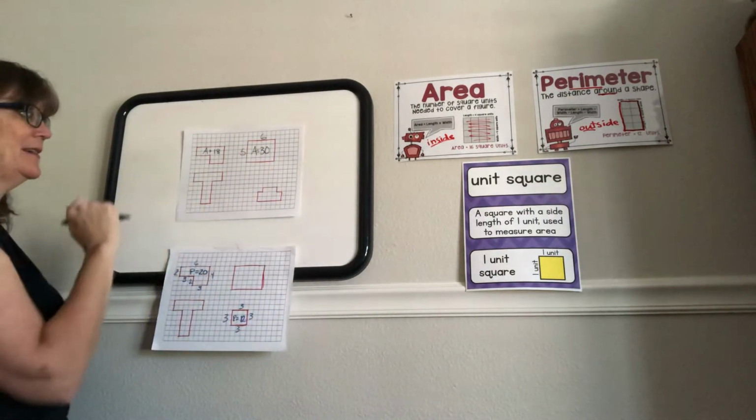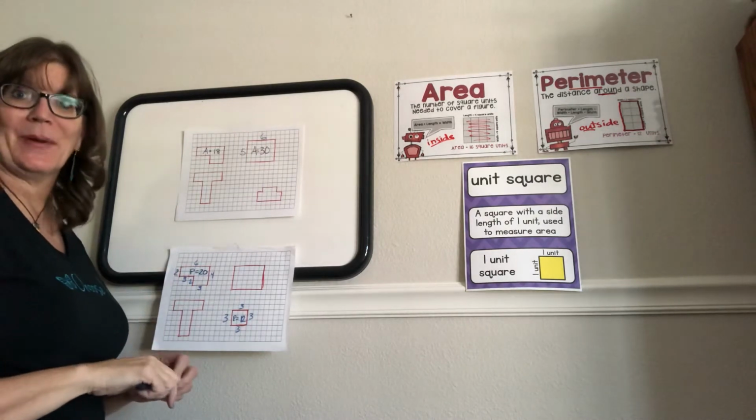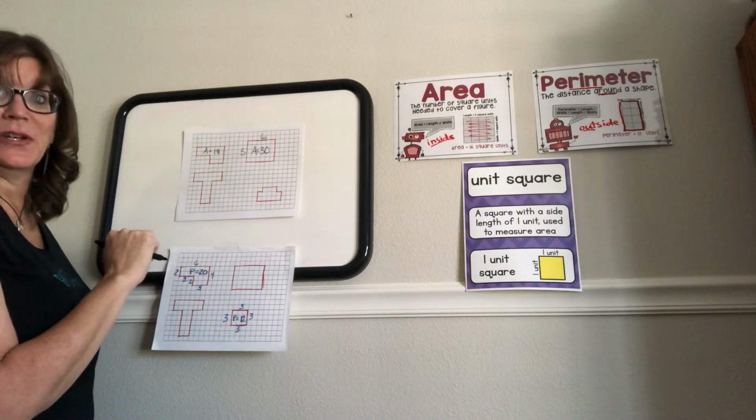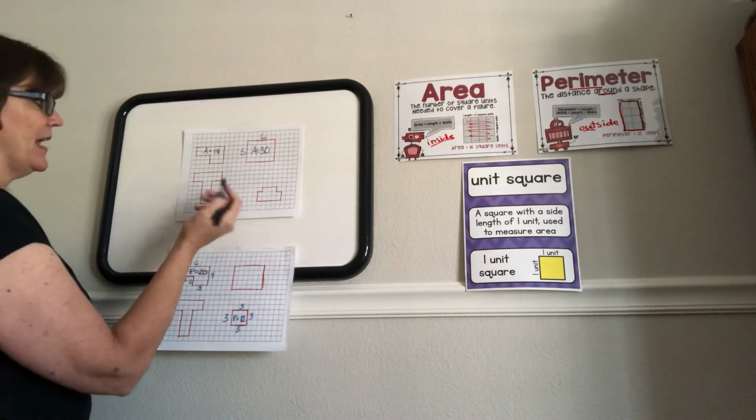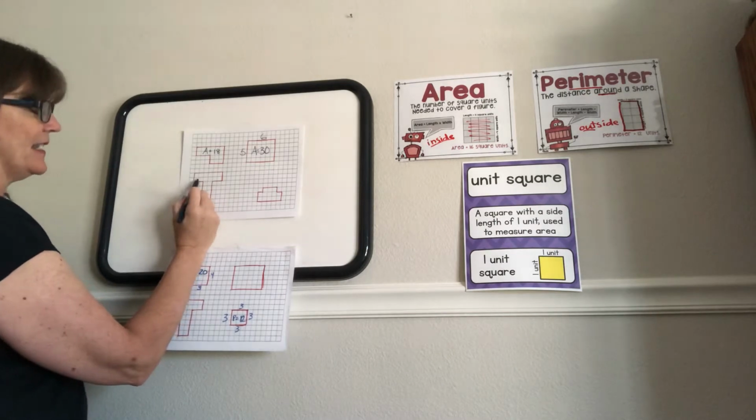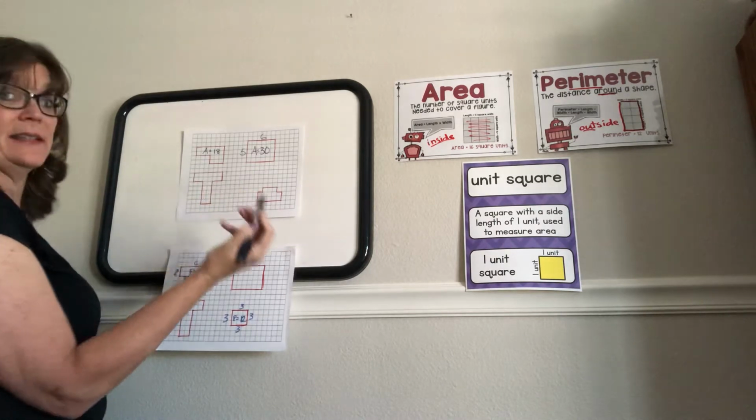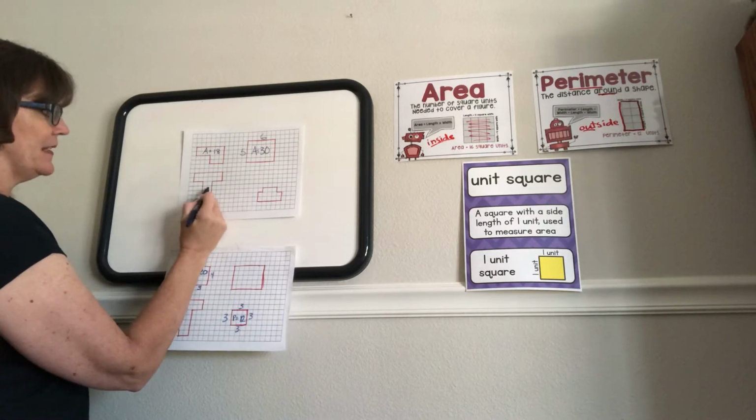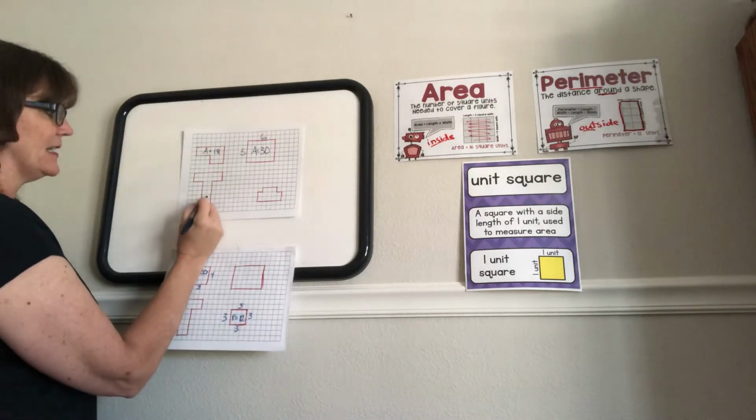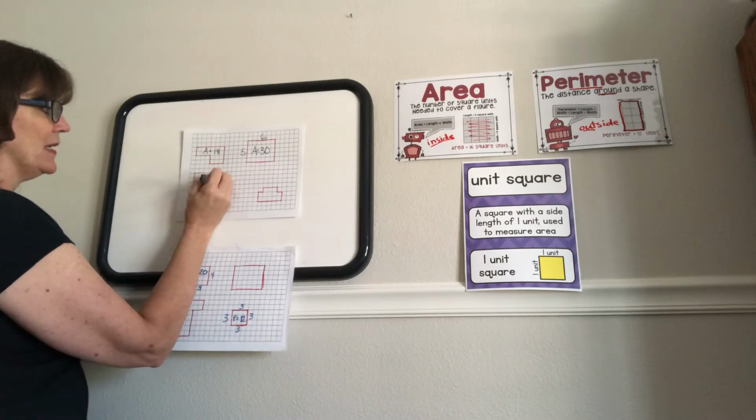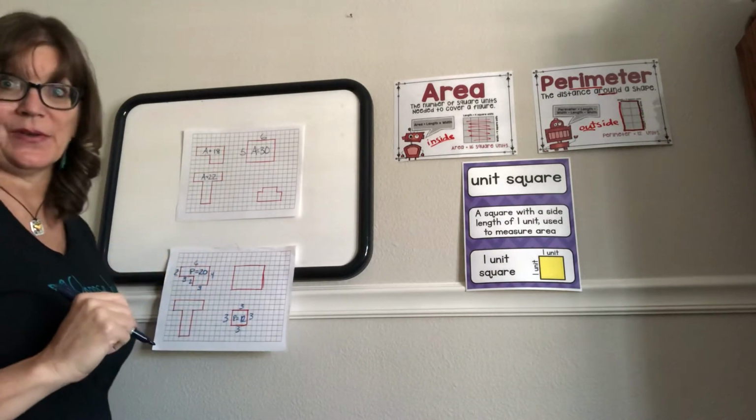Here I have a nice letter T, if I were doing bubble letters. There are not the same number of rows and columns, so I need to count the squares inside. 1, 2, 3, 4, 5, 6. I can see I have another row of 6. 6 plus 6 is 12. 13, 14, 15, 16, 17, 18, 19, 20, 21, 22. So the area here is 22 unit squares.